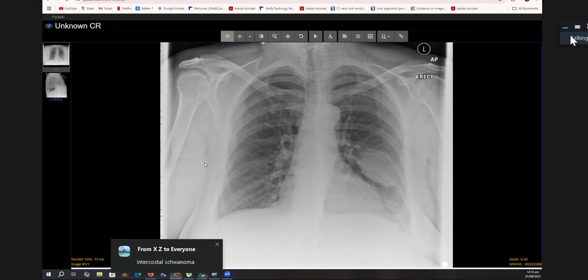So it's an intercostal schwannoma, but it's not really a mediastinal mass because it's not medial enough. It's actually coming from the intercostal groove, in the region of the rib.